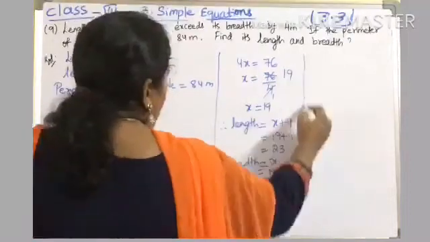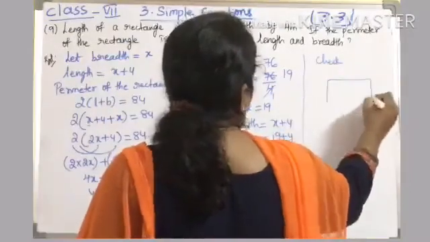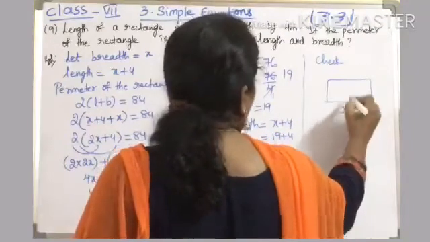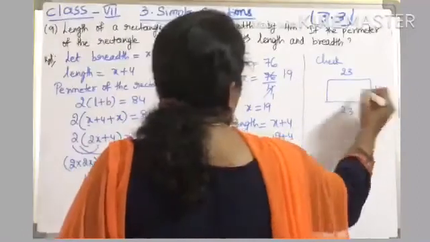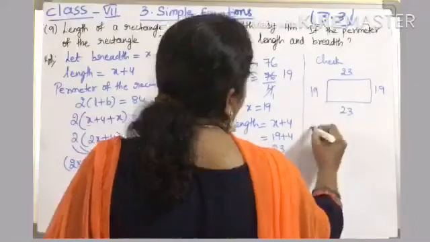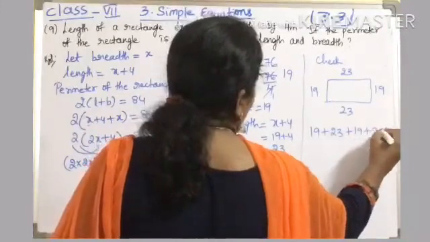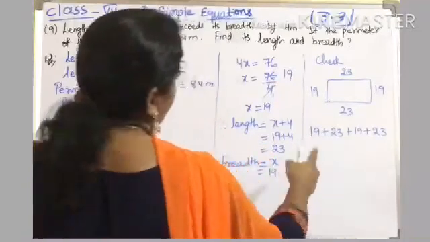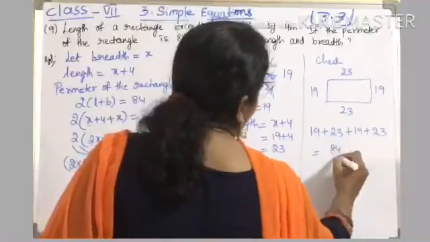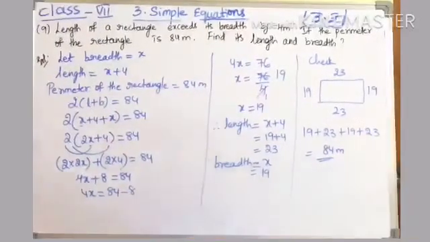So how to check? In the rectangle we got length as 23, so here the opposite side is also 23. Breadth as 19, so here also 19. So when you add 19 plus 23 plus 19 plus 23, how much are you going to get, children? 23, 33, 42, 84. So you got 84 here. So the perimeter they gave in the question as 84 meters.